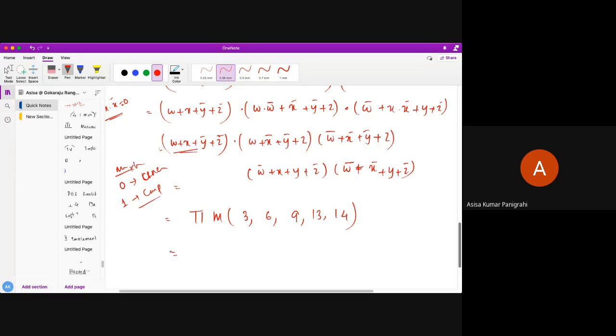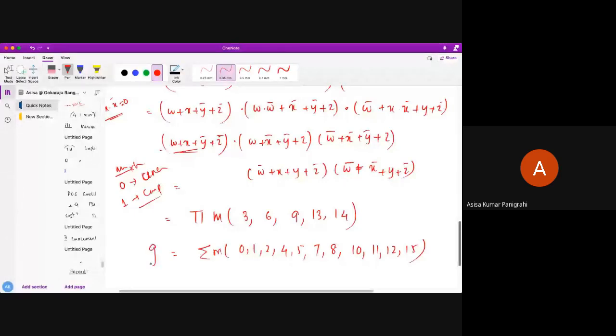But what do I actually need? Both the things should be in SOP, so I can find out my SOP. What is that SOP now? 0, 1, 2, 4, 5, 7, 8, 10, 11, 12, 15. So this is my SOP. I have got both the things here in canonical SOP.